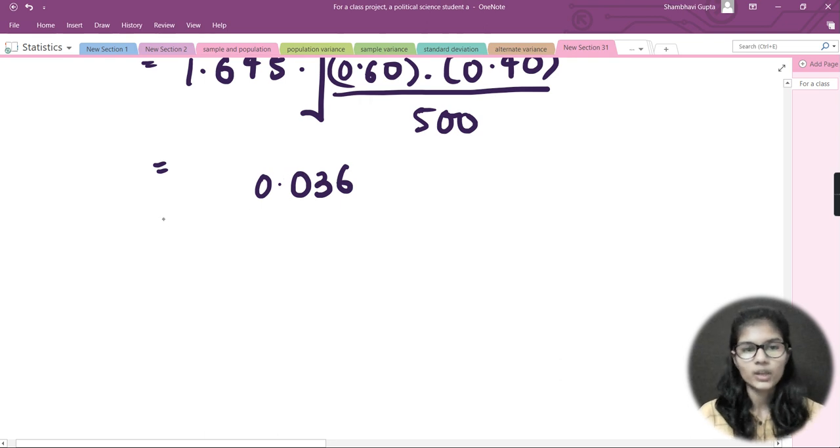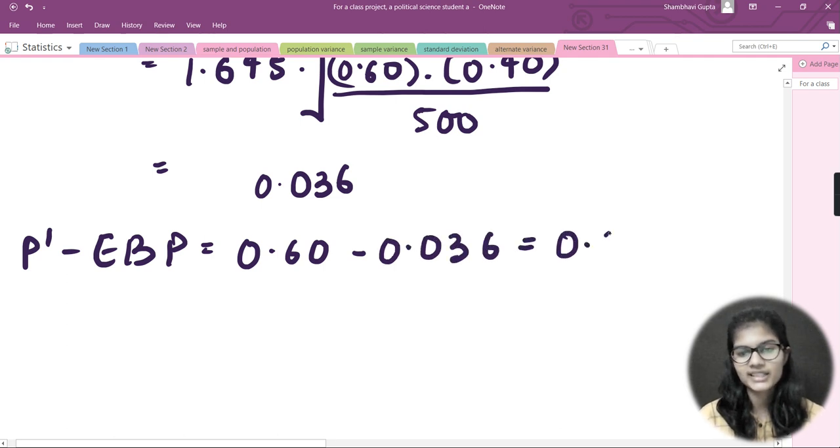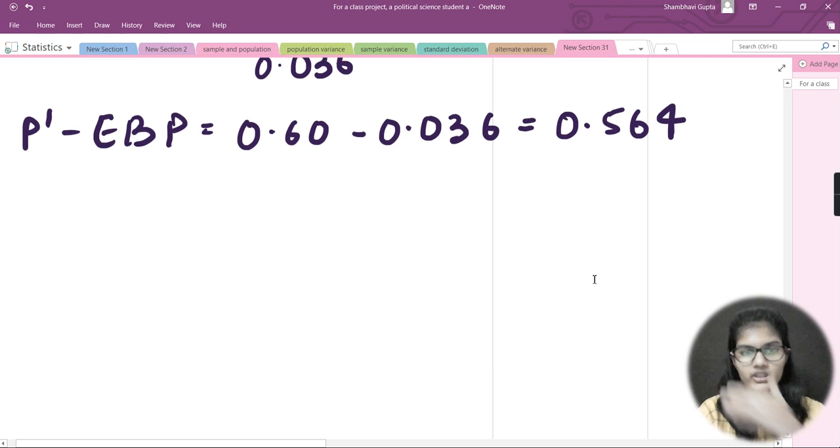Fine. Now, what I need to find is the form for the confidence interval that we had actually seen. That was P dash minus EBP and P dash plus EBP, right? So I would write here P dash minus EBP for the first, and that will be equal to, P dash value is 0.60, we had seen this right now, and the value for EBP is 0.036, right? That will basically result in the subtraction as 0.564. Okay, 0.564 is the subtraction for both of these values.